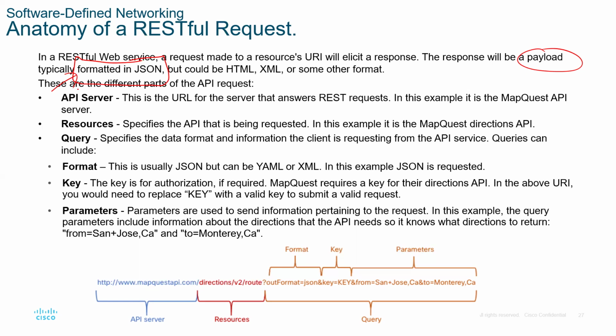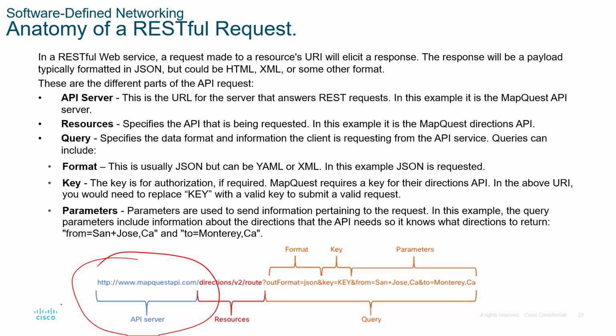There are different parts of an API request. First, the API server, which is the URL of the server that handles the incoming API request. So in this case, we have the MapQuest API, and the URL of that server is this one. Some of the components: yes, it has the API server.